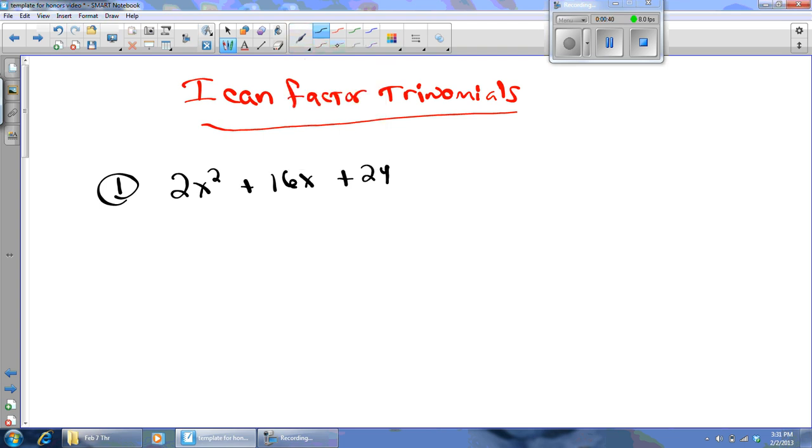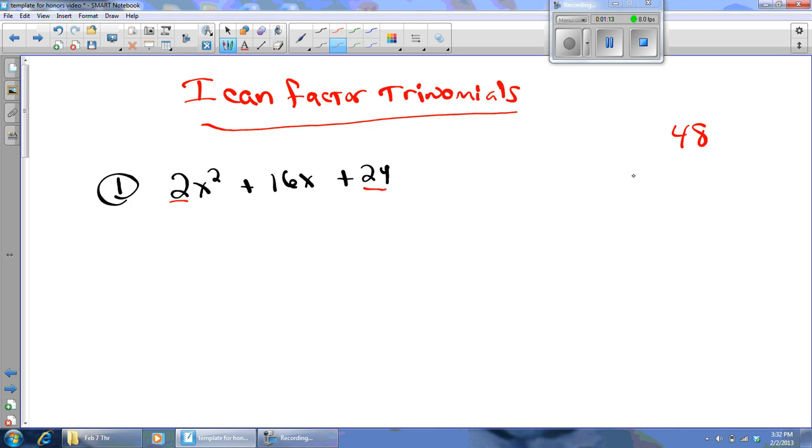what we need to do here is look at this lead term and this ending term. We need their product, which of course is 48, right? 2 times 24. Now we're going to find two terms that are going to add up to 16x. The only trick is that we need them to be factors of 48. Their product needs to be 48.